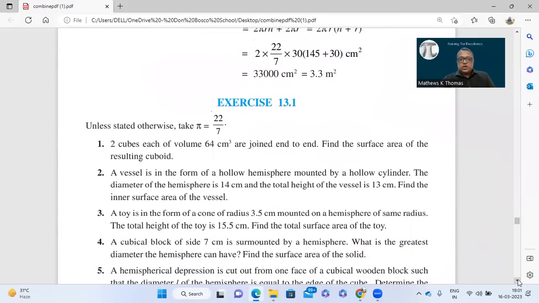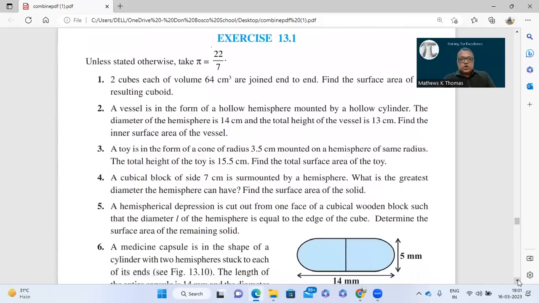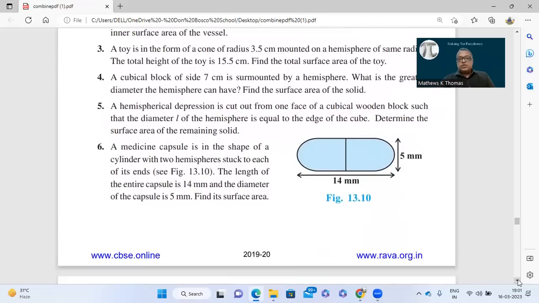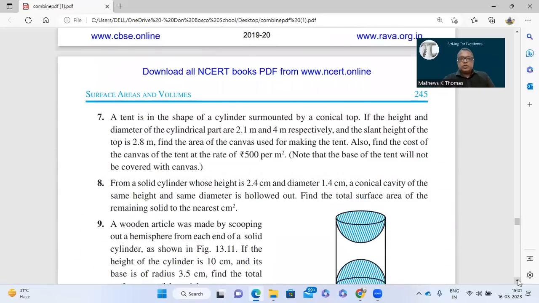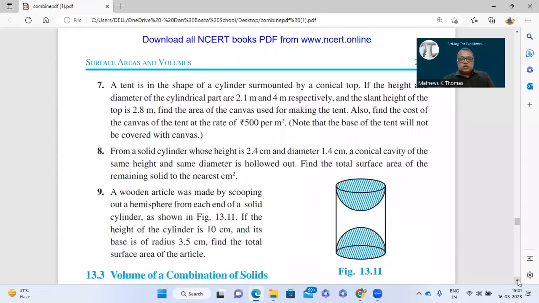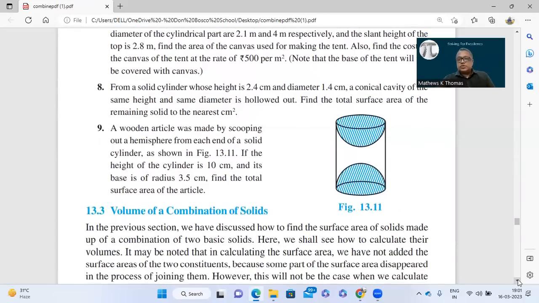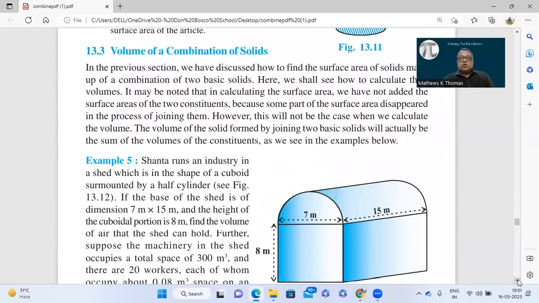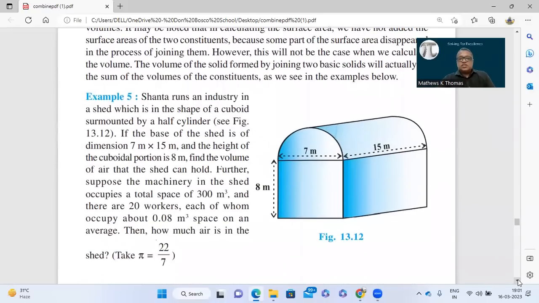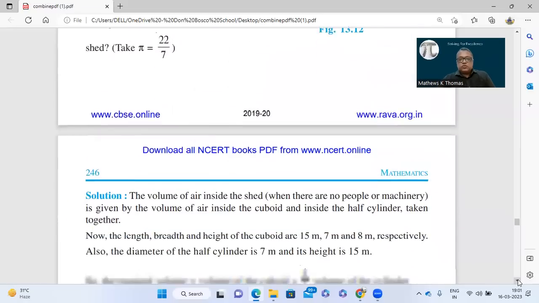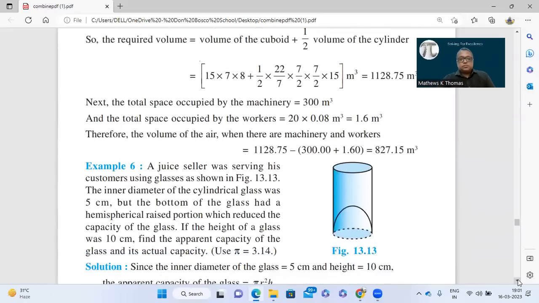And in 13.1, question number 1, 2, 4, 5 are very important questions. 1, 2, 4, and 5 are important. And here, if you see question number 7 and 9 are important. 7, 8, and 9. All these questions are important because actually a lot of questions are deleted. So in the first and second exercise, many of the questions are likely to come.